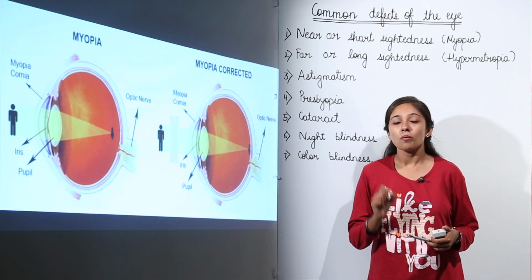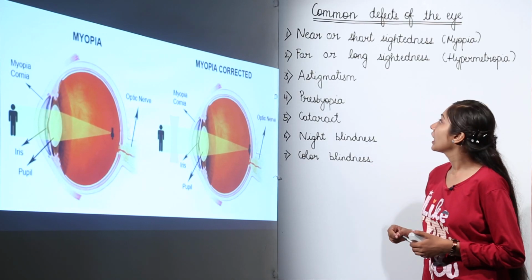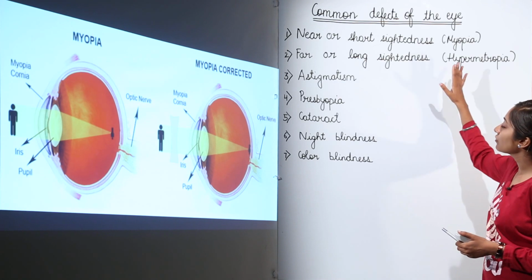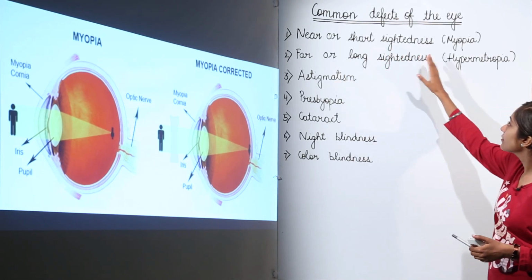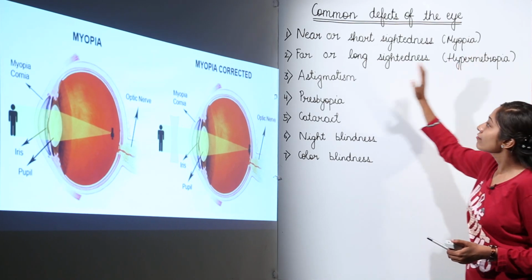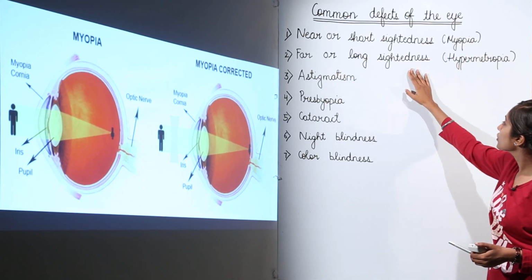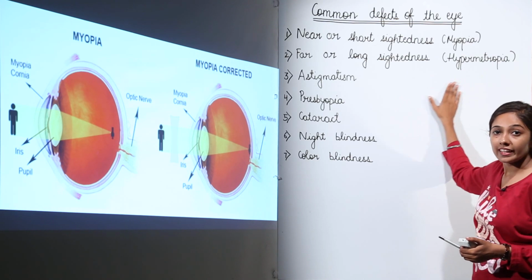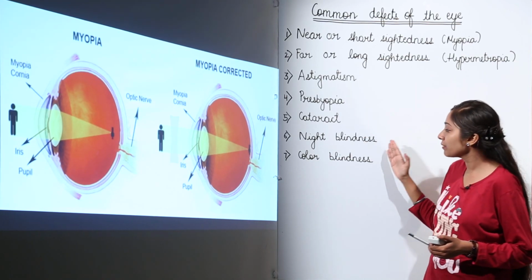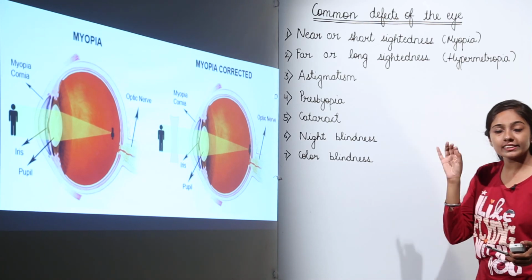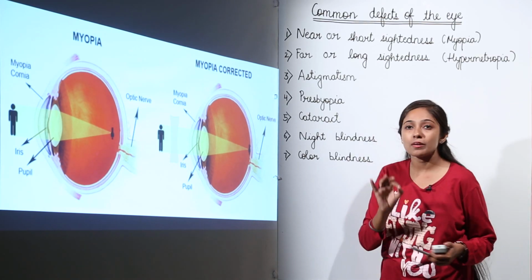Let's discuss the common defects of the eye. If we talk about the common defects of the eye, then I have listed 7 of them. Near or short sightedness, which is also known as myopia. Far or long sightedness, which is also known as hypermetropia. Then we have astigmatism, presbyopia, cataract, night blindness, color blindness. So let's discuss all these 7 defects one by one.